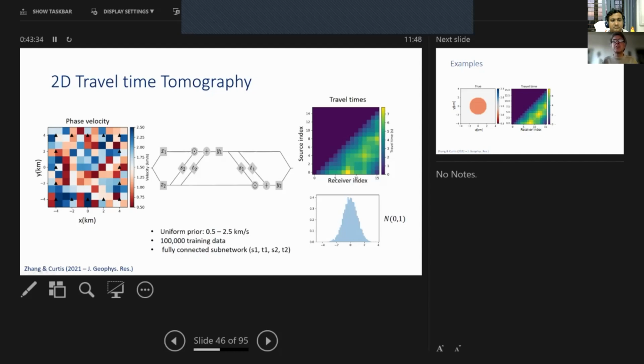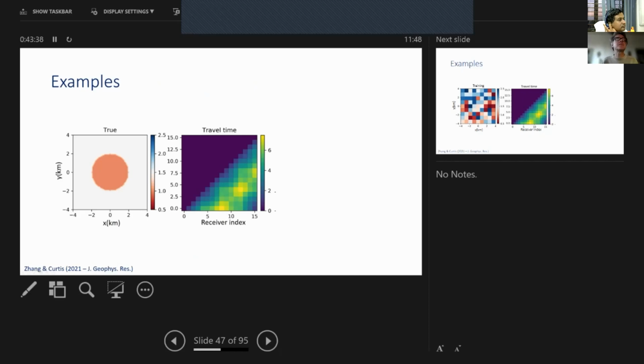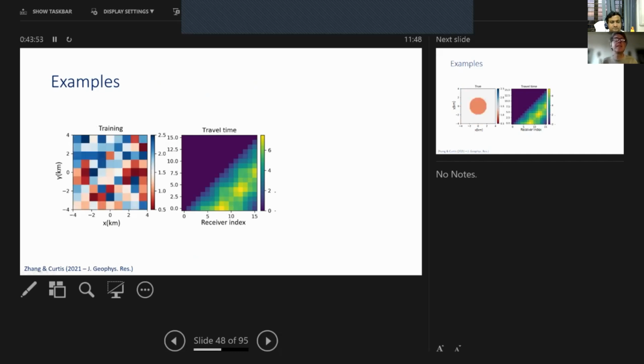So now let's look at that trained network and test it. We'll test it on our standard 2D test example, just a low velocity circle inside a high velocity background. And the circle is defined on a much finer grid than we used for the inversion. So the circle is definitely not within the parameterization of our models.